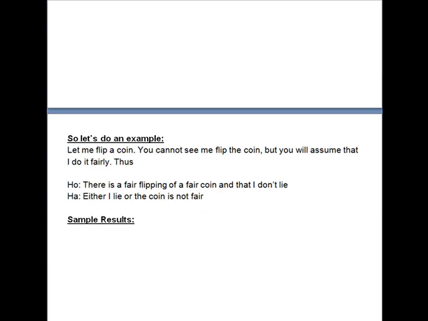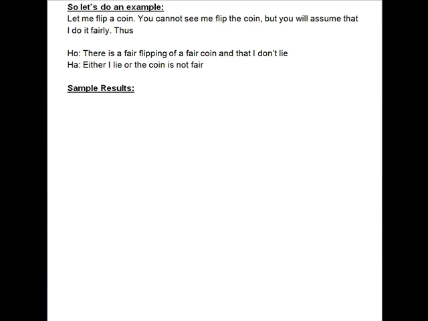Okay, so let's do a couple of examples. First example: I'm going to flip a coin. You're not going to be able to see me flip the coin, but you'll assume that I do it fairly. Thus, H0 is that I flip the coin fairly and I don't lie. The alternative to that is either that I'm lying, or that the coin is not fair, or that I'm not flipping it fairly.